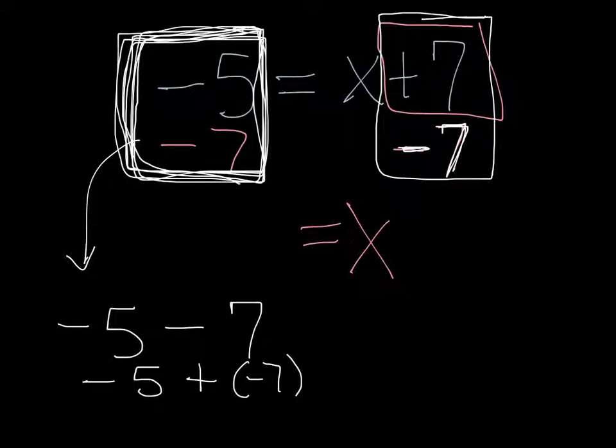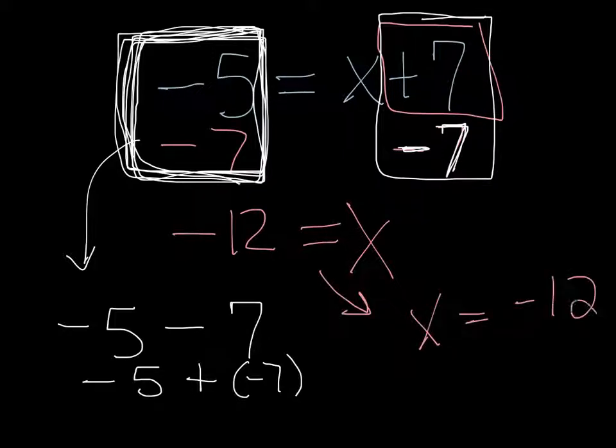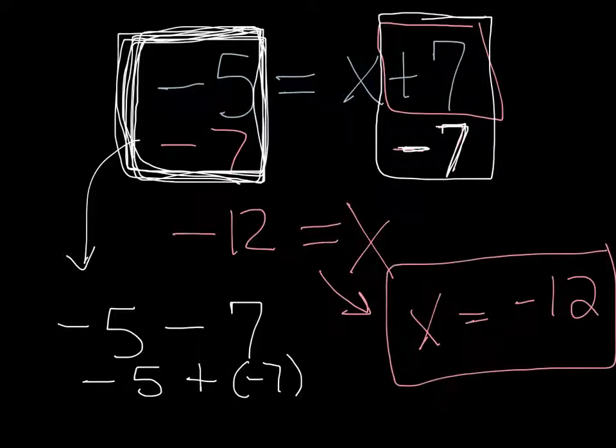At any rate, what's our final answer? It is -12. And then if you want to rewrite that as x equals -12 so that it looks prettier, feel free. But that's our answer. So what does that mean? It means that that x right there is really a -12. And so you can ask yourself, is -12 plus 7 equal to -5? Yeah, it is.